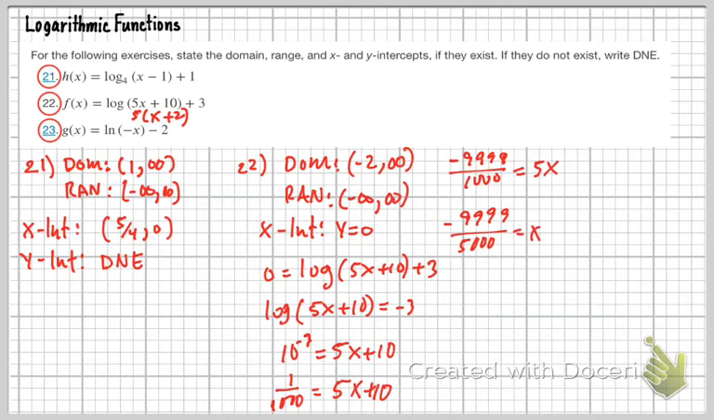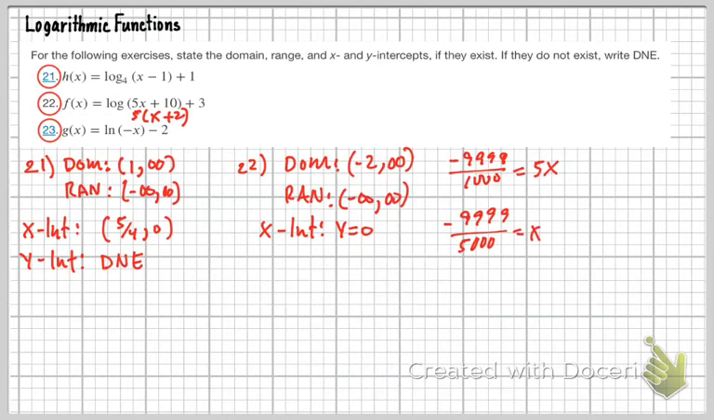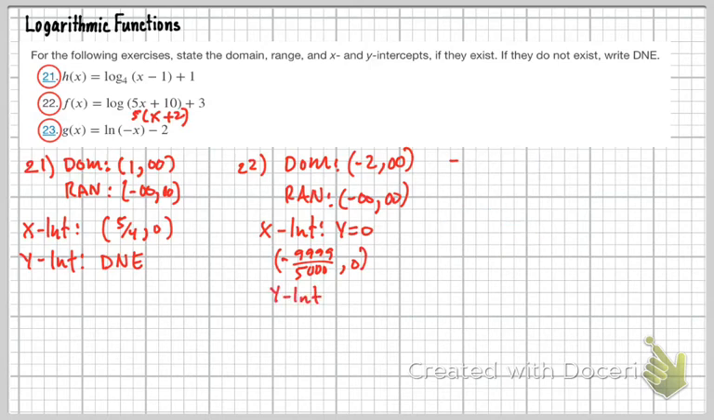So then the answer for my problem would be negative 9,999 over 5,000, 0. And that would be my x-intercept. Now again, remember my y is 0 for any x-intercept. Okay, so now moving to the y-intercept. That's where my x is 0.